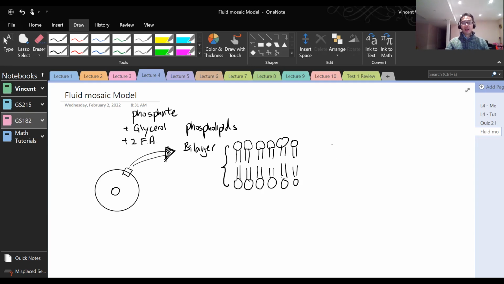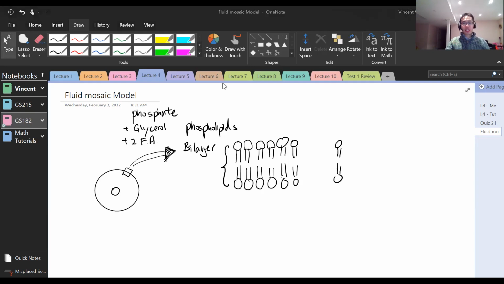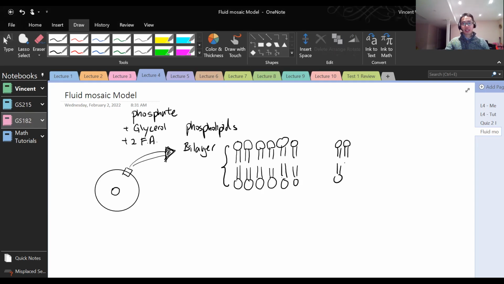Okay. Now, every now and then, you are going to have some proteins that are inserted in this phospholipid. Okay. So there is going to be a protein, and the protein might go all the way through your phospholipid from the outside to the inside. So if the protein goes all the way through the membrane, we call this an integral protein.